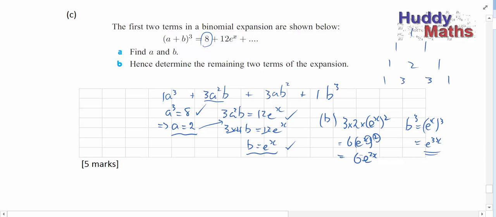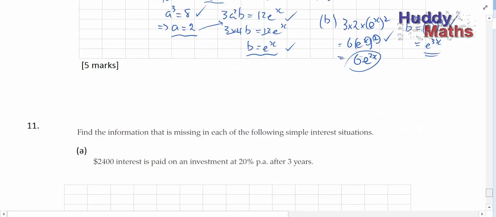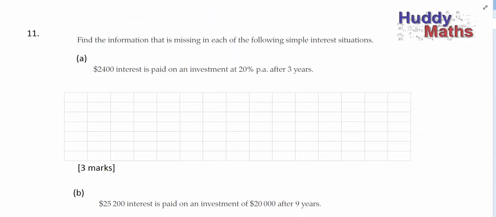So the final marks would be for that line there. You don't have to have that at this stage, and that line there. So it's a total of 5 marks. Okay, a bit harder that one, a little bit of an extension that one. Okay, so let's go down the last question now.